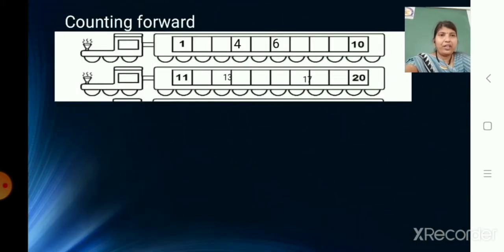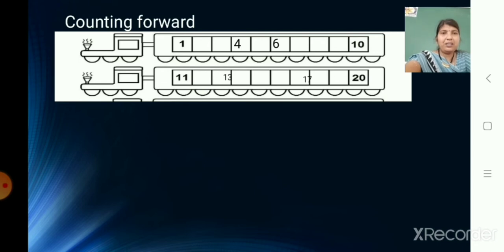Counting forward. Yes, we learned in previous video also how to count forward. Just we are going to revise it once. So what is meant by counting forward? Forward counting is counting by adding one more every time. When you add one more every time, you will get the next number, the forward number. When we start counting from 1 and move forward till 10, adding one more each time, it is called counting forward.